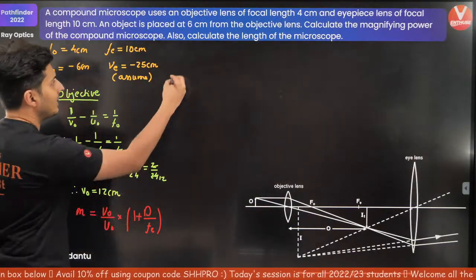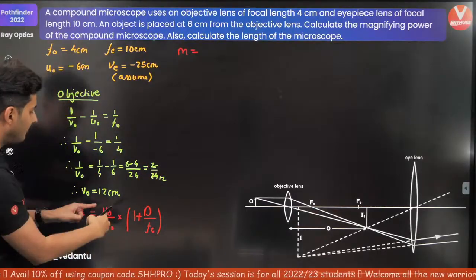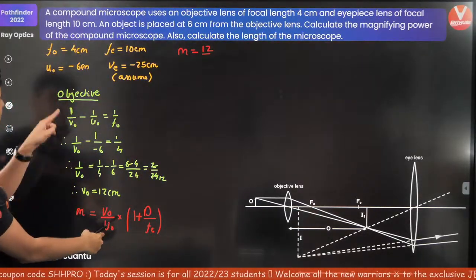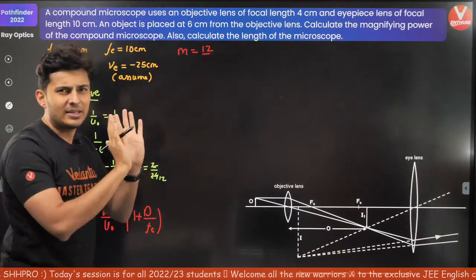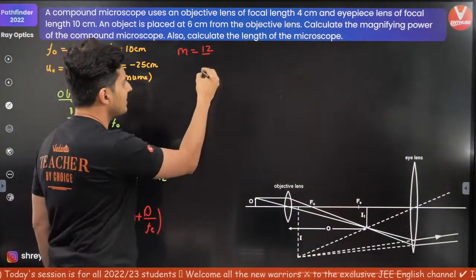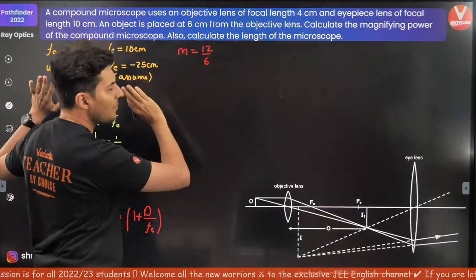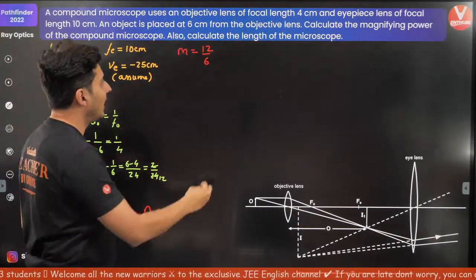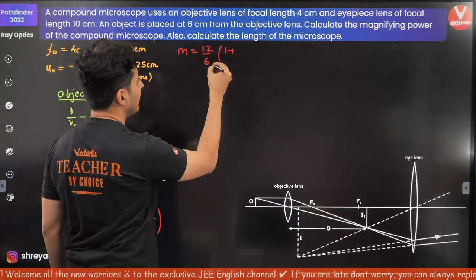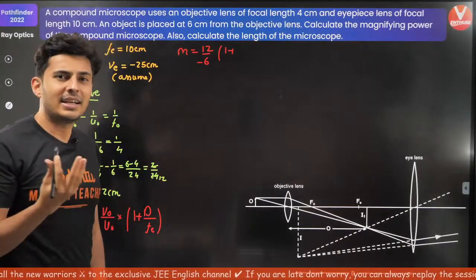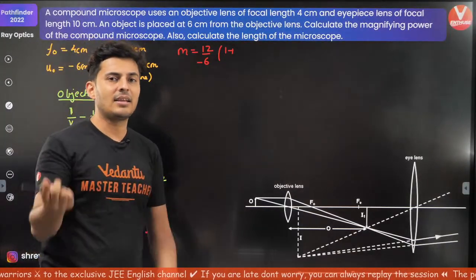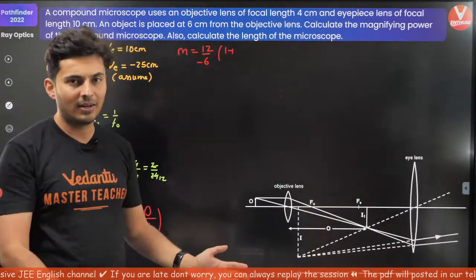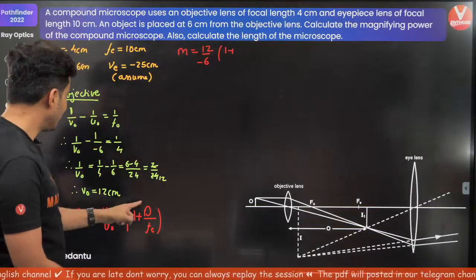So what is VO? I think I know it. Let's start substituting it. VO is 12. So put 12 divided by UO, which is 6. I'm interested only in the magnitude. Ignore the signs. So I'll just put 6. I'm not interested in the negative values. That negative sign will just imply that it is inverted. And we know that under a microscope, the images are always inverted in nature. That's okay. Into 1 plus D by F.